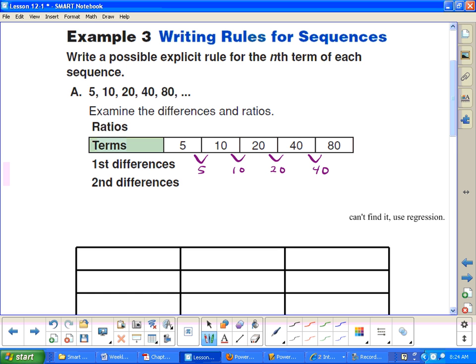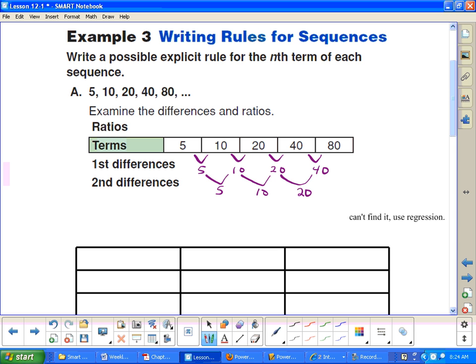So we find the second differences. So we get 20. 40 minus 20 is 20. 20 minus 10 is 10. And 10 minus 5 is 5 again. So it's not linear or quadratic because the first and second differences are not the same.